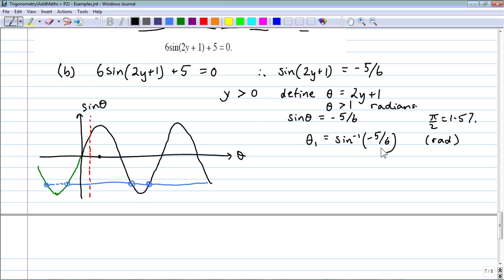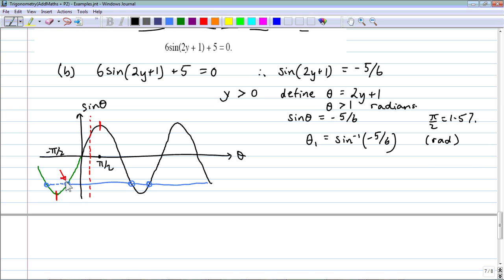Again, let me say that clearly. If you put this on the calculator, which of these blue circles will you be getting? The answer is you'll be getting this one here. That's what your calculator will give you, because your calculator will give you a number in the range between minus pi over 2 and plus pi over 2. So the calculator will give you that number.